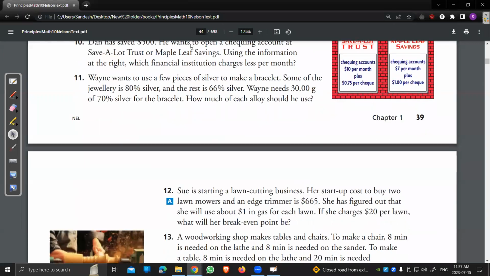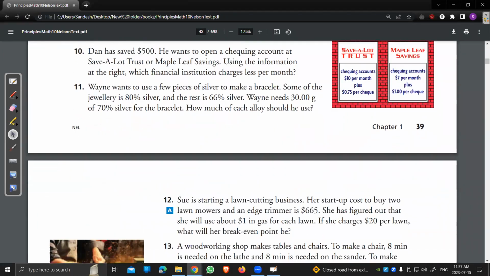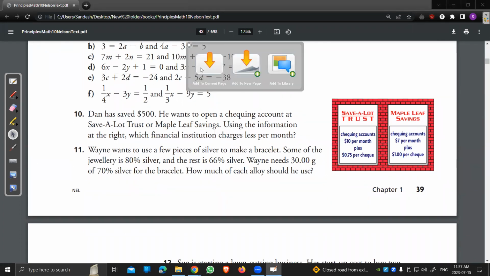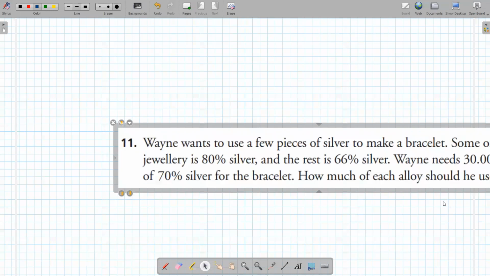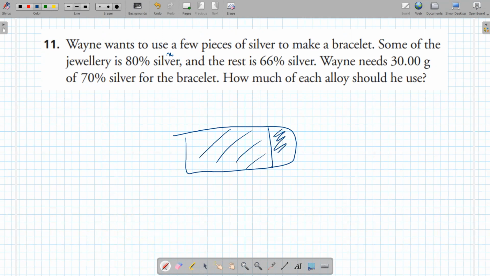I'm looking for the percent type question. Yeah, this one right here. Remember the trick, okay? So we have 80% silver, which we're gonna say is X, and then we have an alloy. Alloy is just a mixture of metals, okay? So let's say this is a metal alloy. 80% of this is gonna be silver, okay? The rest can be anything.